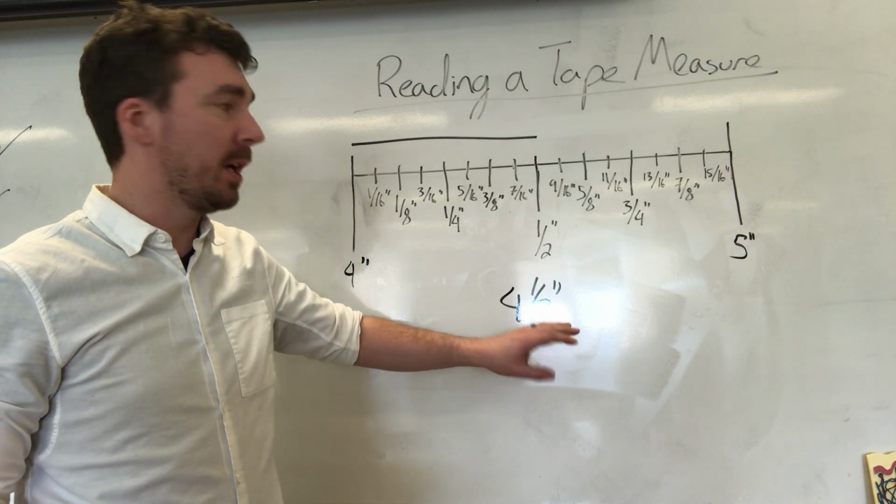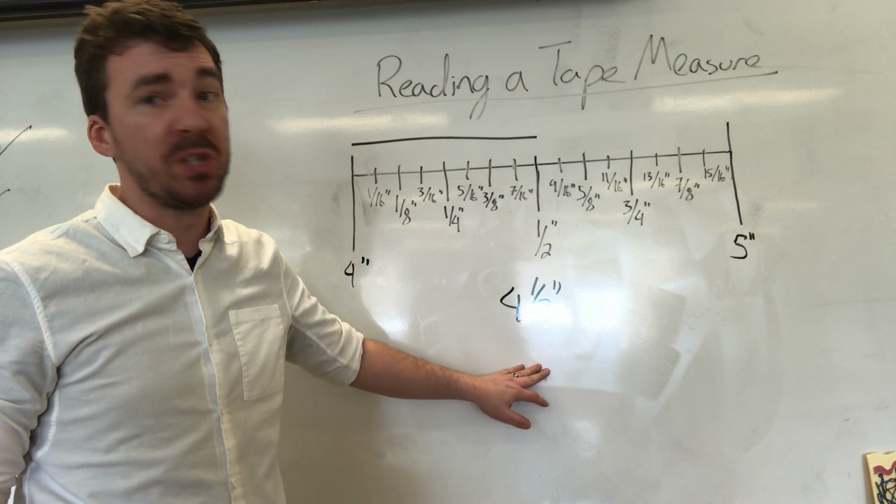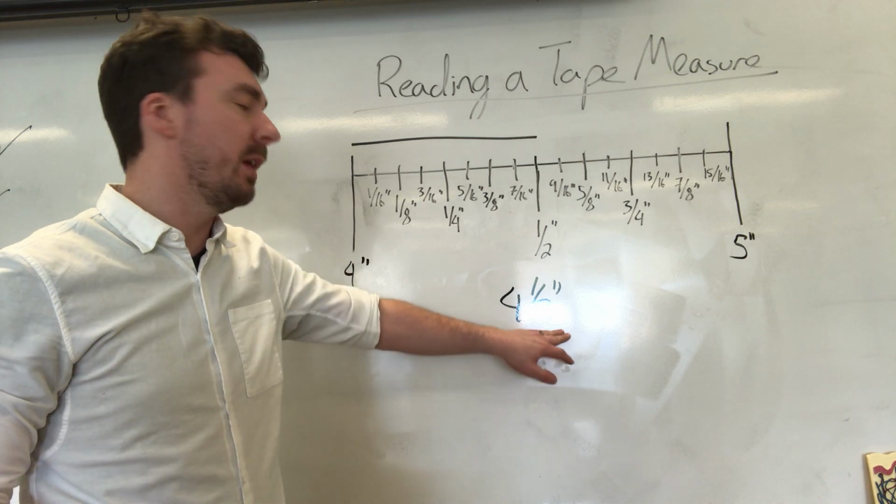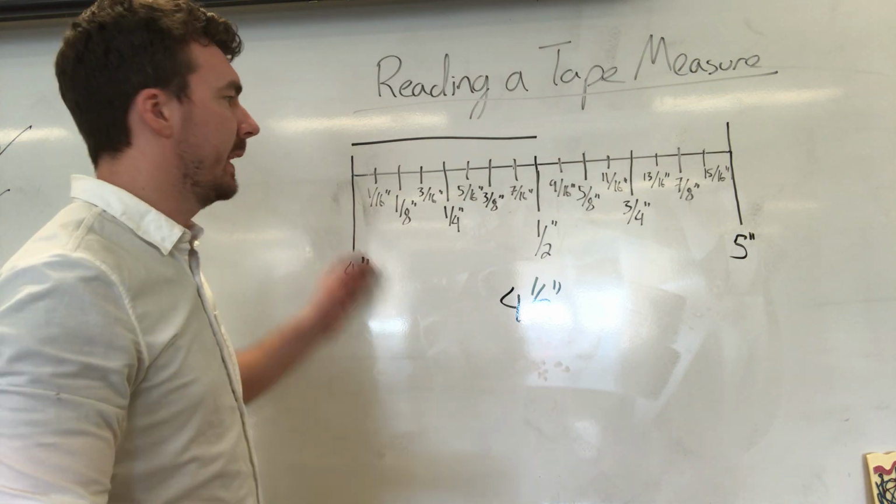One thing again, when it comes to reading a tape measure, we always use fractions. We don't use decimals. Okay? So don't convert this to 4.5 inches. Keep it as 4 and 1/2 inches. Okay? And again, I could do it again.